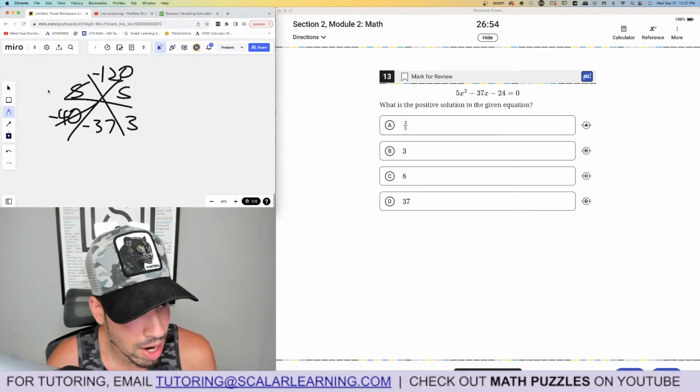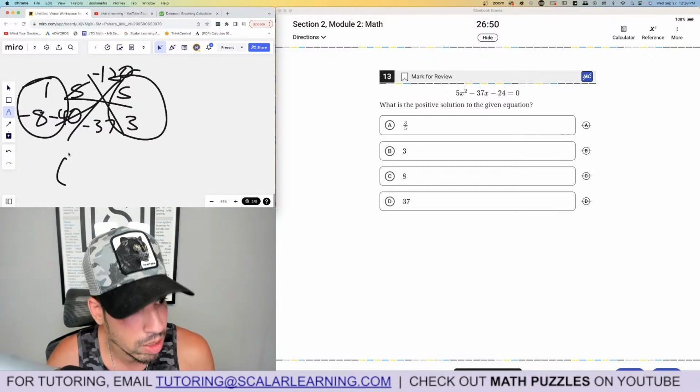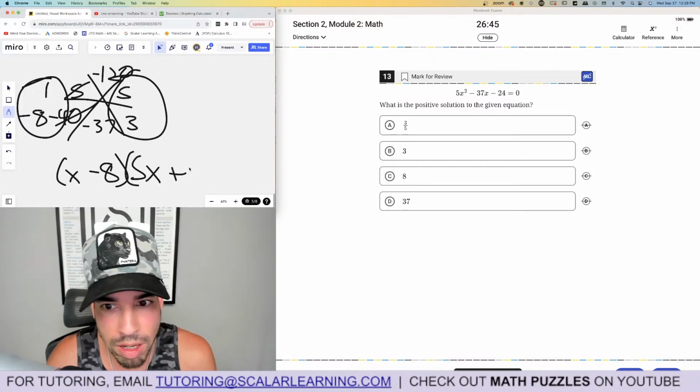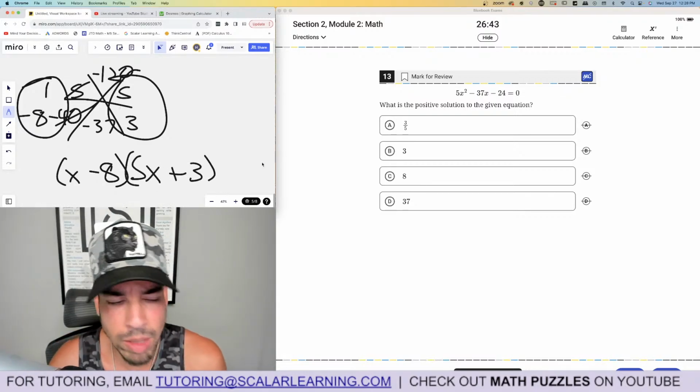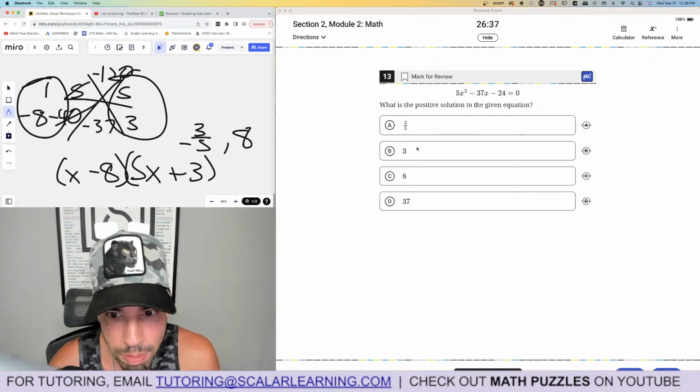Then we reduce the fractions. That becomes 1, and that becomes negative 8. Here are our coefficients for the factors. So that's x minus 8 times 5x plus 3. So the solutions would be negative 3/5 and positive 8. They want the positive one, so 8 is the winner.